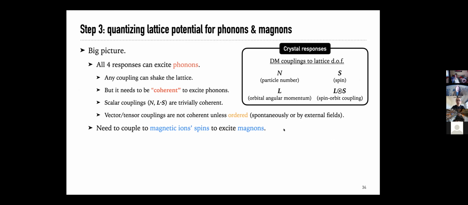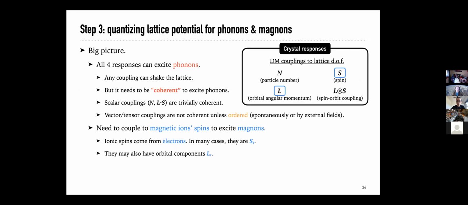Cool. So for magnons, as I said, because these involve the magnetic ions' spins, we have to couple to these ion spins. The question is what these ionic spins are. In all cases, the ionic spins come from electrons. The nucleons are just too heavy to contribute. In many cases, these are just the total spin of the electrons. And in more exotic cases, the magnetic ion spins can also involve the orbital components of the electron.